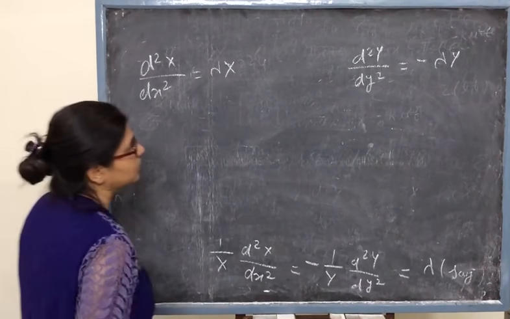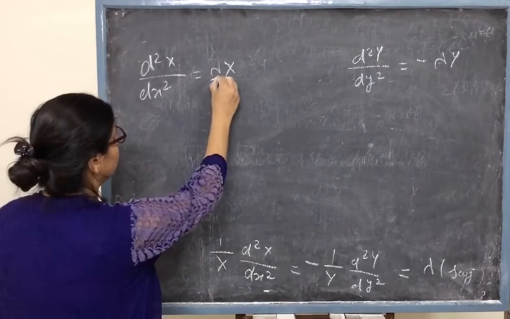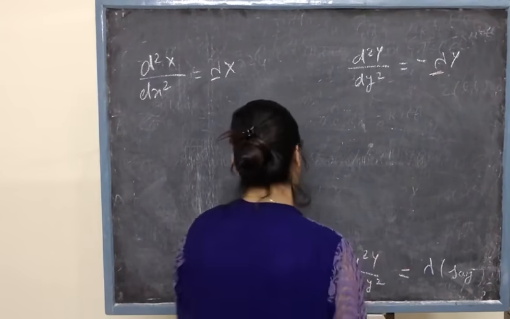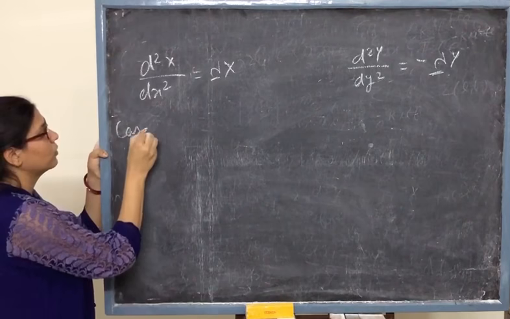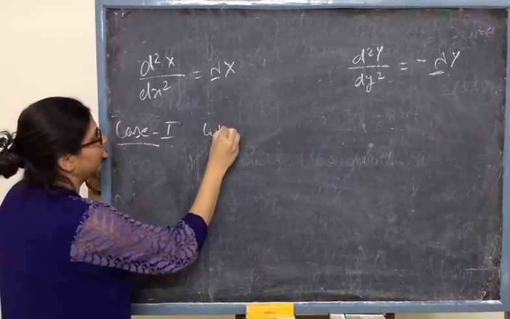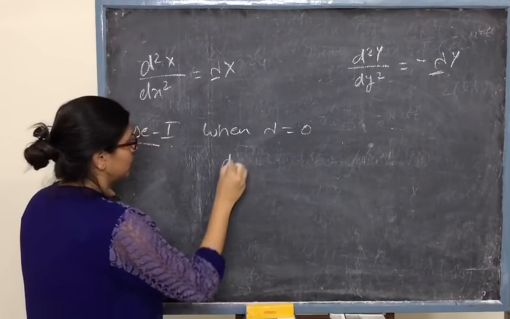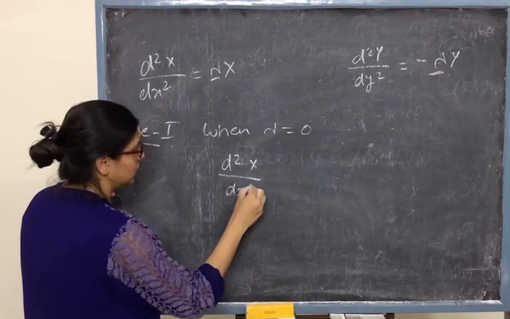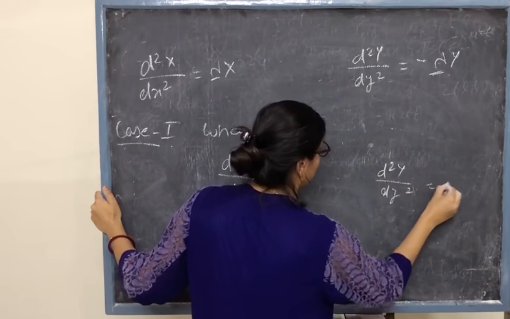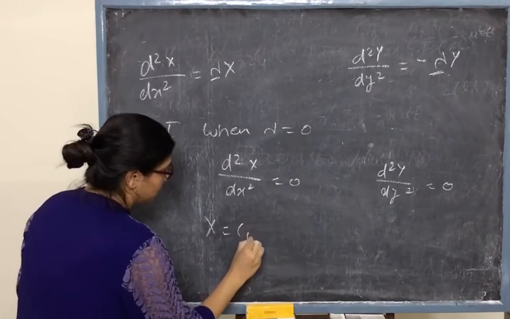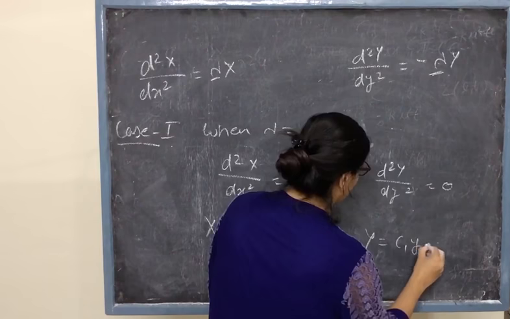Both of these are second order differential equations, so the solution will depend on the value of lambda. Let us take the first case first, when lambda equals 0. Then both equations are d²X/dx² = 0 and d²Y/dy² = 0. This gives X = c1x + c2, and Y = c3y + c4.